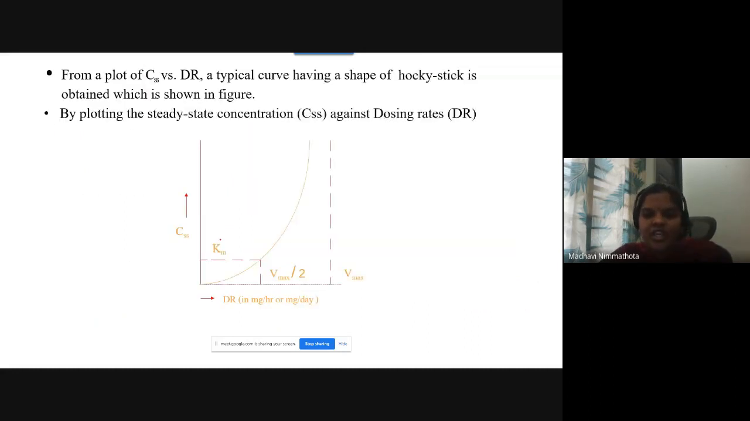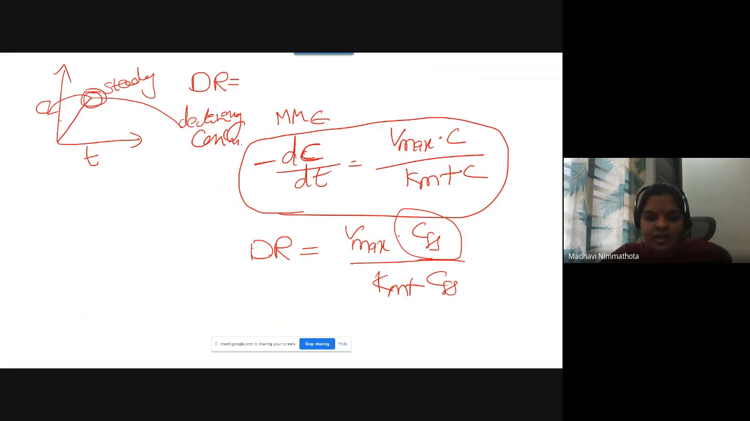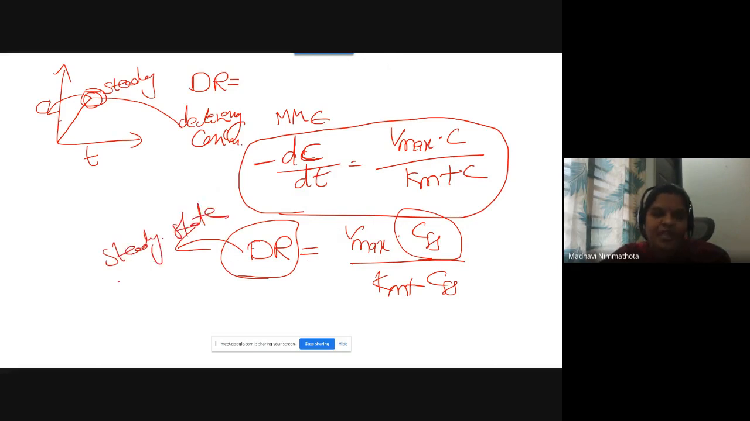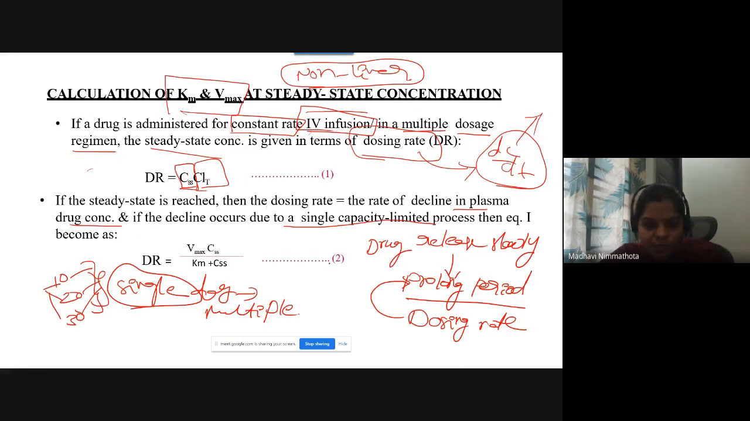So instead of talking about the rate of process, we are talking about dosing rates. Why? Because of the variation in the dosing rates, we need to get the steady state plasma drug concentration. That's why instead of writing rate of processes, we are writing dosing rates. So this is equation number 2.